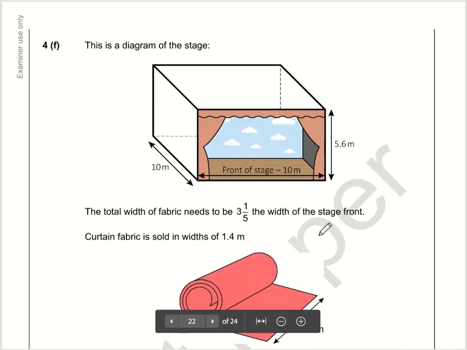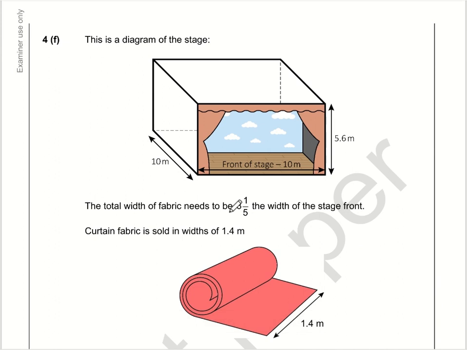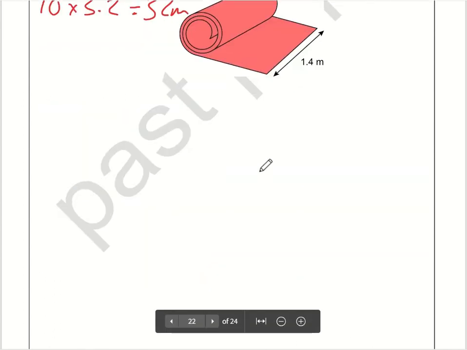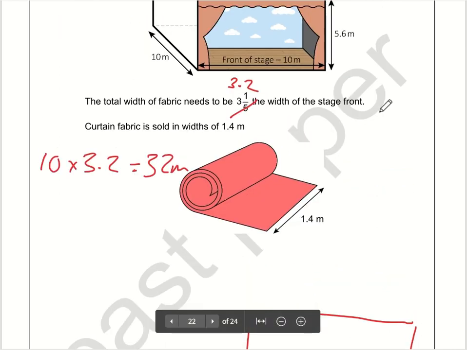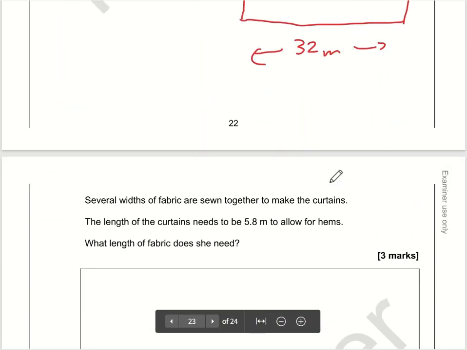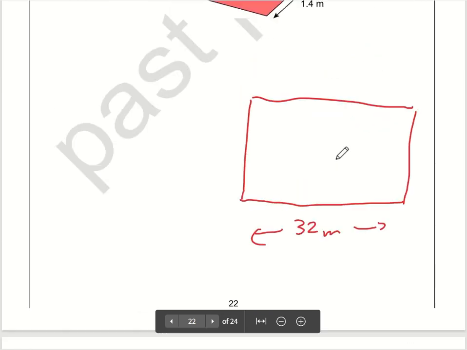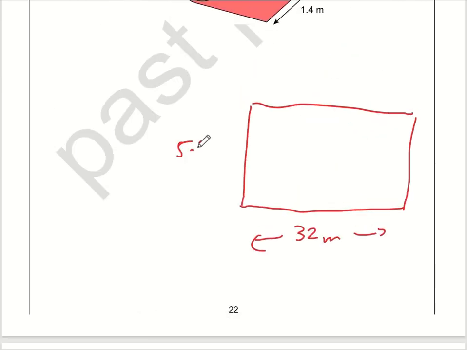Okay, so on to, I believe, the final question. So we know that 3 1/5 is 3.2. So the width needs to be 3.2 times the width of the stage front. So that is 10 times 3.2, so 32 meters. So what we've got here is a stage front which is 32 meters across. Now it's 5.6 meters high, but we've been told here that the length needs to be 5.8. So we need enough fabric to cover 32 meters by 5.8.